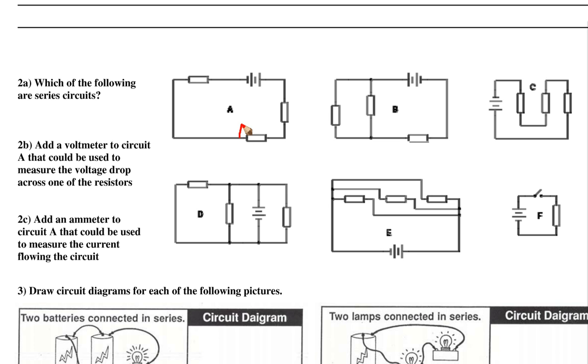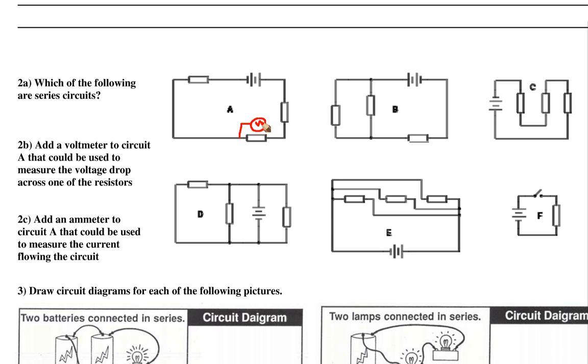Remember, when we use a voltmeter to measure voltage, voltage is the amount of energy that's gained or lost as the electrons flow through any component. So as the electrons flow through the battery, they gain energy, and as they flow through a resistor, they lose energy.